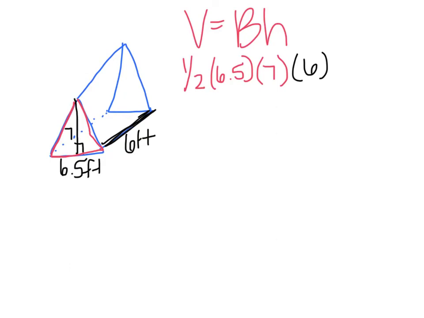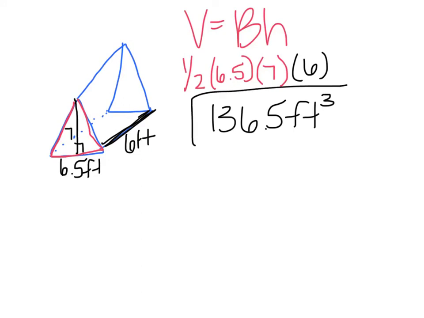So now we can do that in our calculator. 0.5 times 6.5 times 7 times 6 is 136.5 feet cubed.